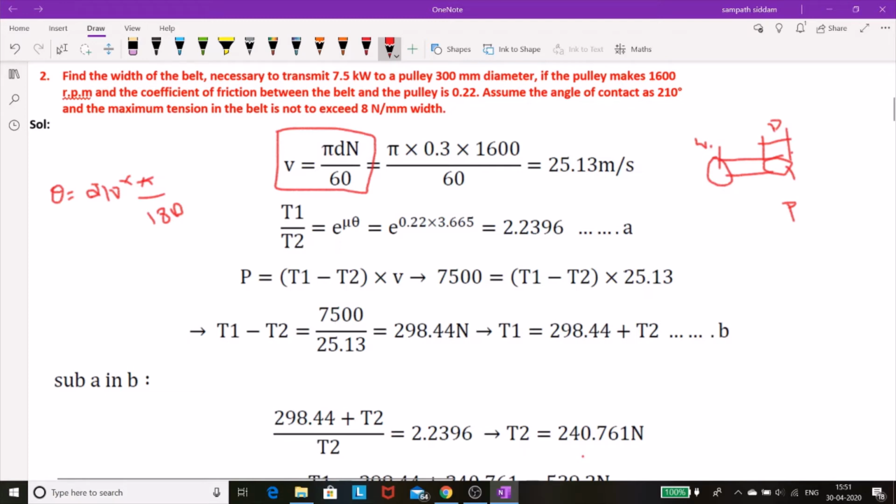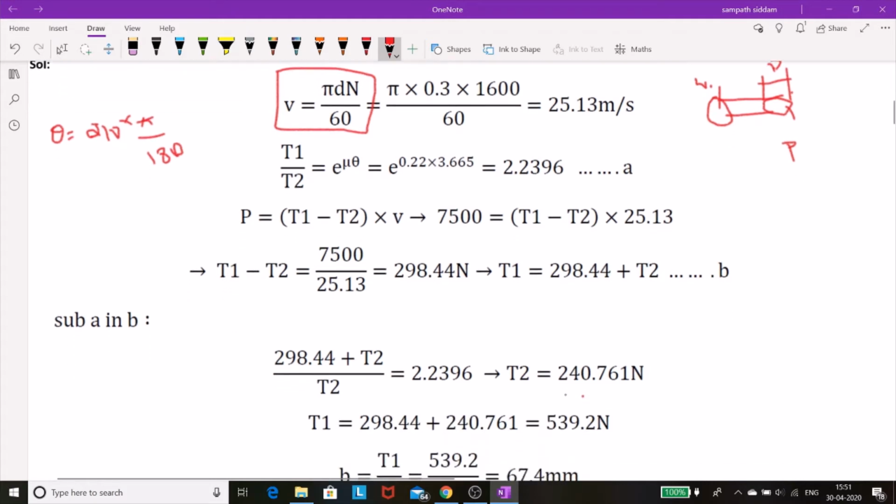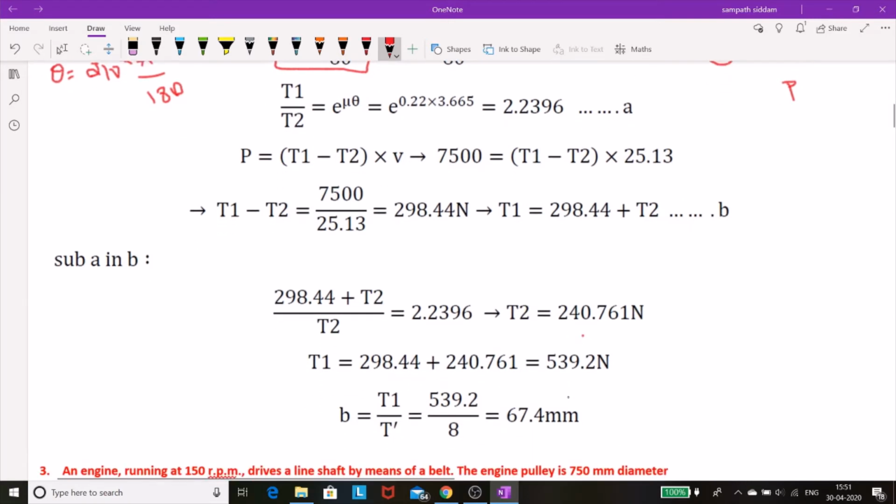There is another relation from the power equation, that is T1 minus T2 in terms of T1 and T2. Take it as equation number 2, whatever. From equation 1, substitute A in B, then you will get the value of T2. Once T2 is known, substitute the value over here, then you will get T1. Once T1 is known, finally you can calculate B. The relation to calculate the width is this one. Please remember this formula, which is very important and used everywhere.